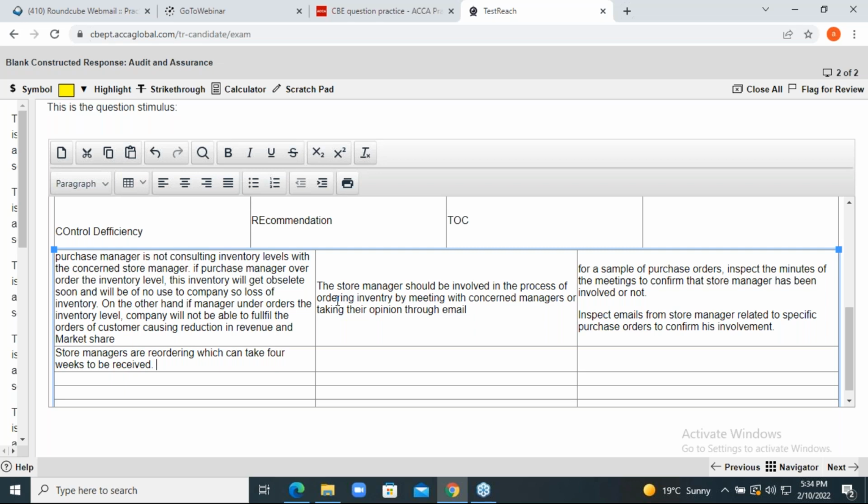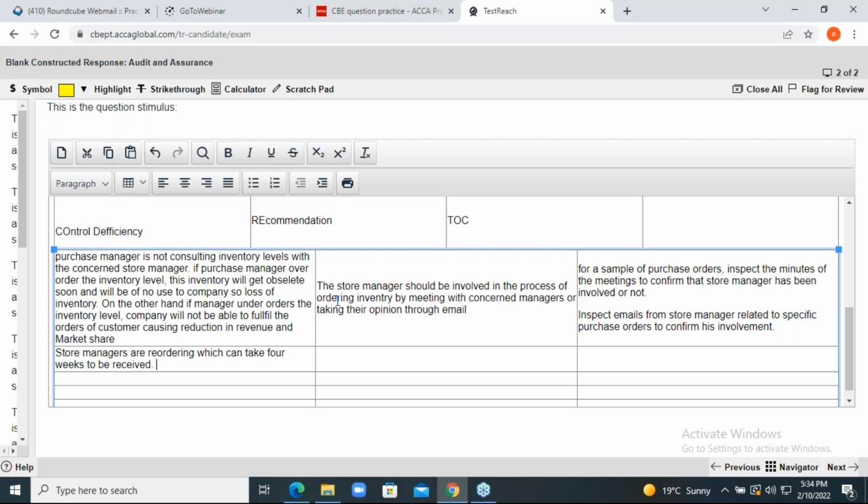Now we have identified the deficiency, but it is not fulfilling the examiner's point of view. We have earned 0.5 marks. If we need to earn a complete 1 mark per deficiency, we need to explain it. We are going to explain how it is a deficiency.